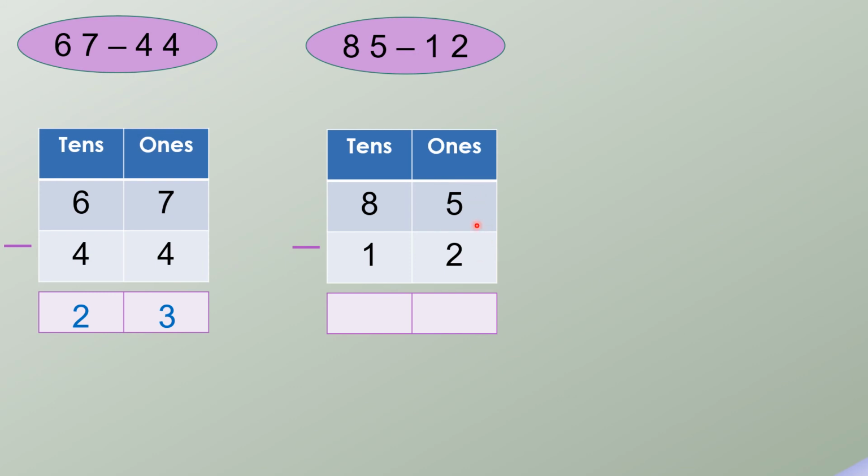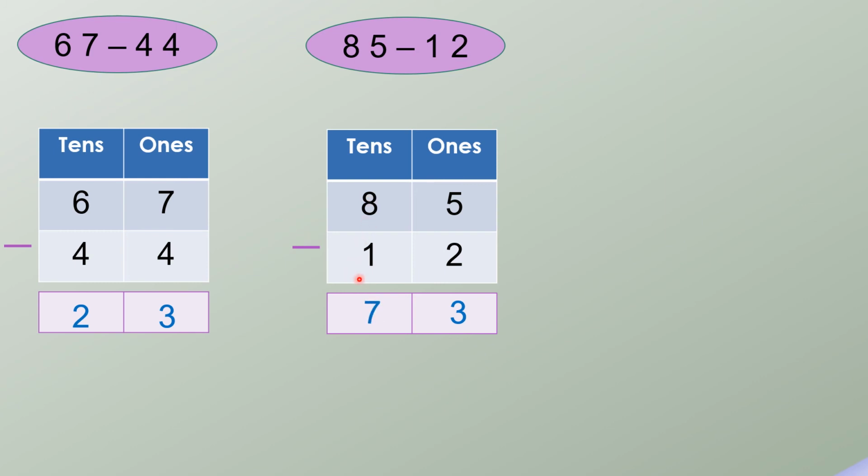So the below number 2 in a hand, 1 and 2, and backward from 5: 4 and 3. So 3 comes under the ones column, and 8 minus 1. 8 minus 1 is nothing but, if you take away 1 from any number, you will get the previous number, that is 7. No need to take out our fingers.